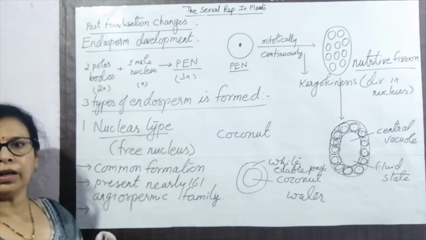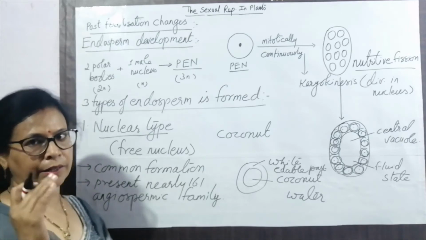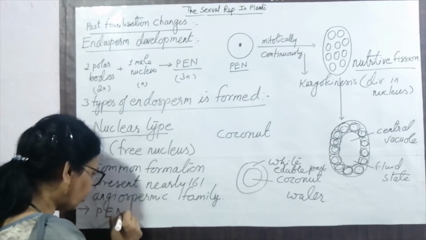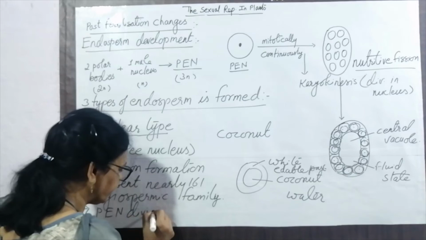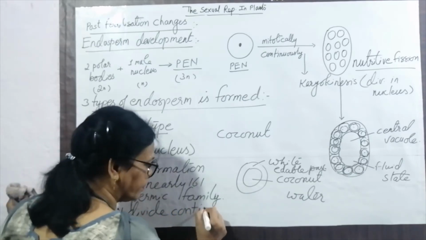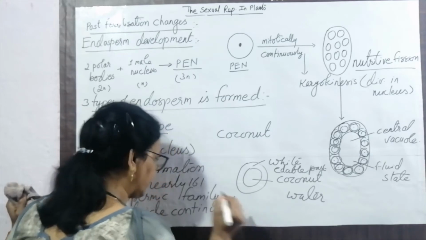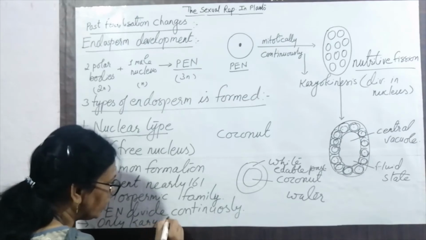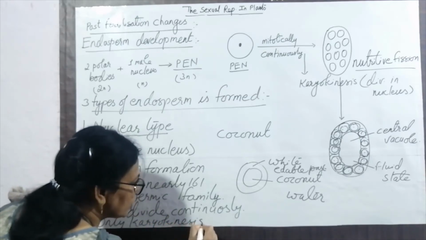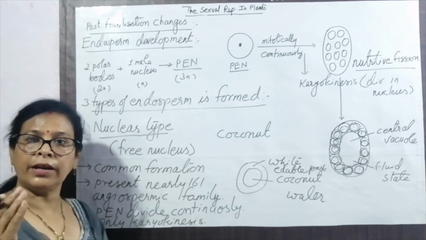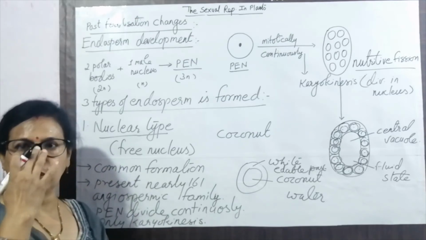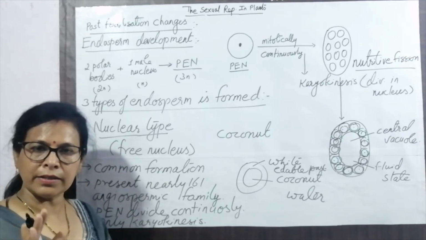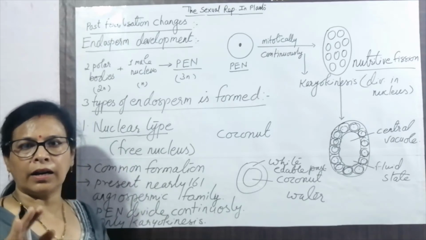What happens here? The primary endosperm nucleus (PEN) divides mitotically and continuously, but the division is only karyokinesis. Karyokinesis means the division of the nucleus only. So the nucleus divides continuously and forms a large number of nuclei inside the cell. Remember, there is no cytokinesis here, which means no cytoplasmic division occurs at this stage.